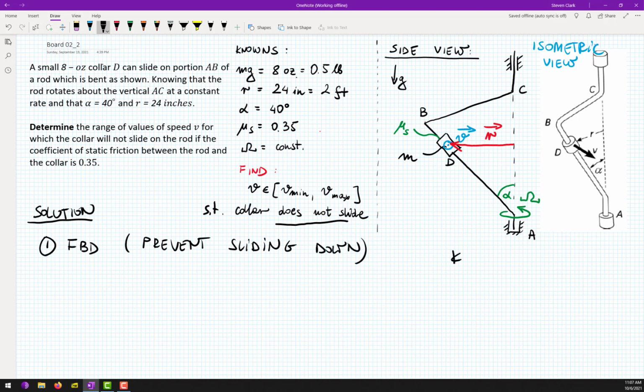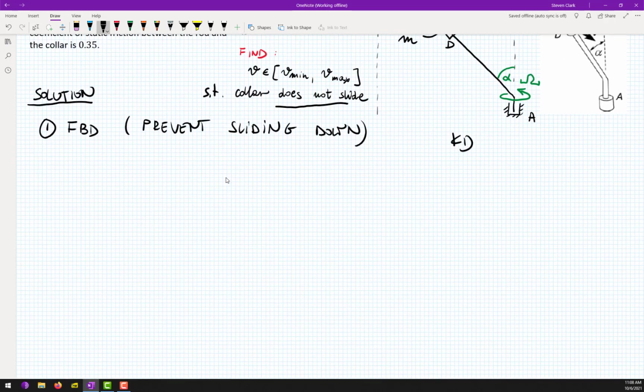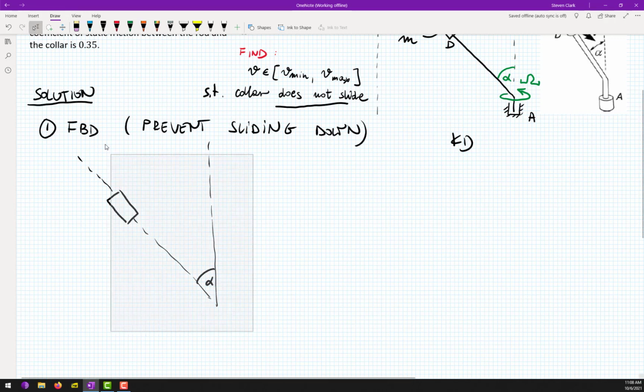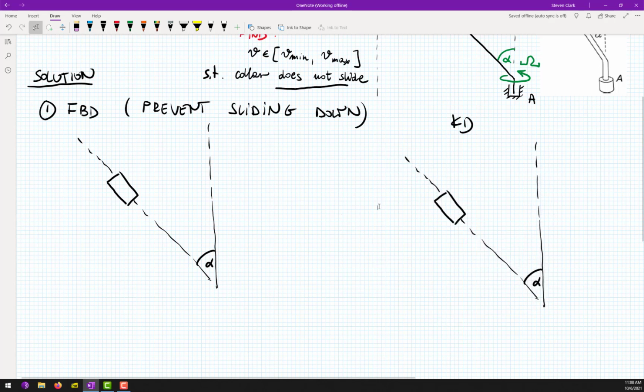So this is what I'm gonna do. I'm going to draw this collar. I'm going to model it as a particle, but I'm going to represent it as a rectangle, okay? This is alpha. And thanks to our technology, I can copy paste. And those of you who do not use tablets or something, you cannot, sorry. On FBD, I will show forces acting on our collar. I will start from the easy one. So there is mg.